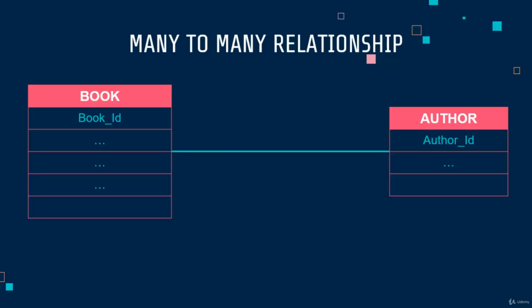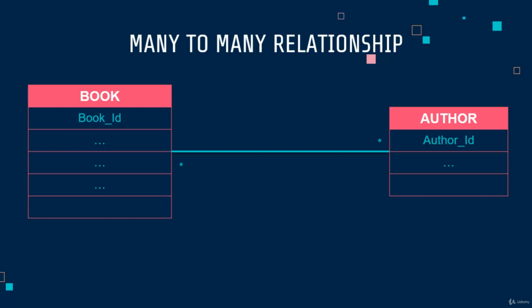One of the last things that remains with relationships is many-to-many relationship. Now we have book and author. An author can have many books and a book can have more than one author. So we need a many-to-many relationship between the two.